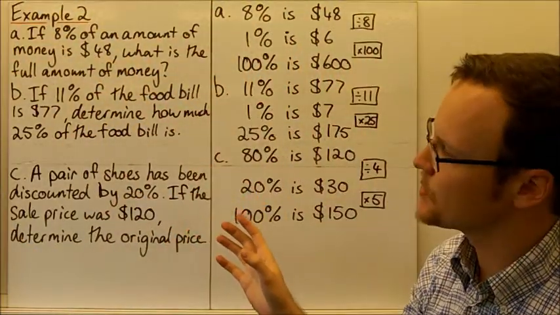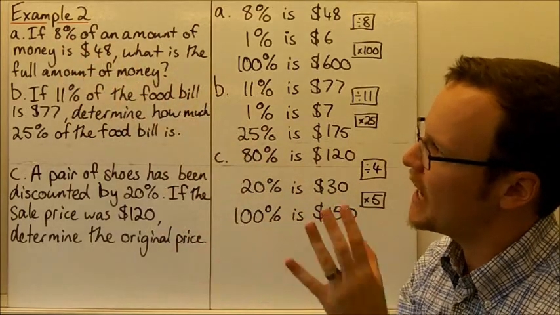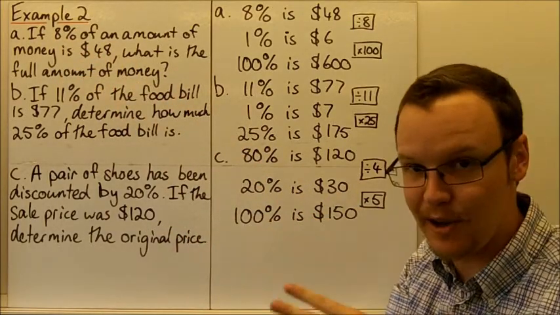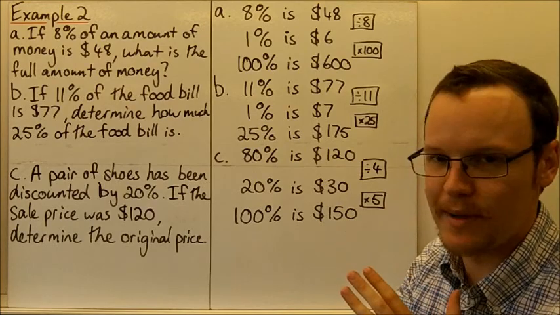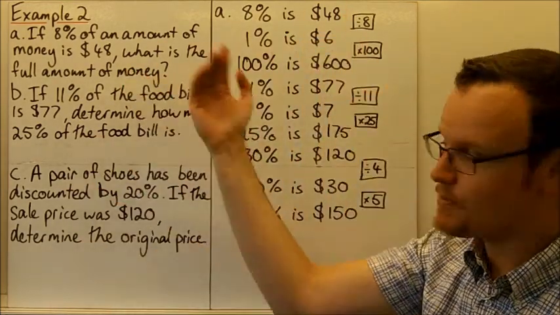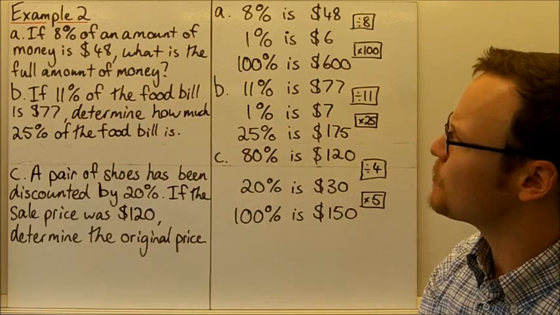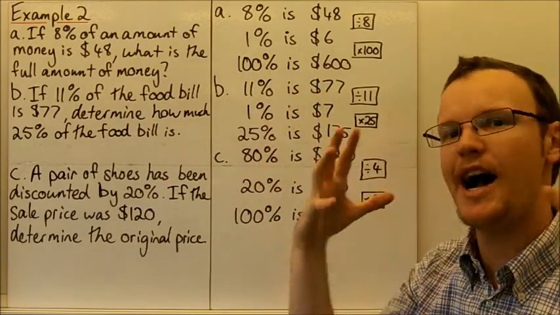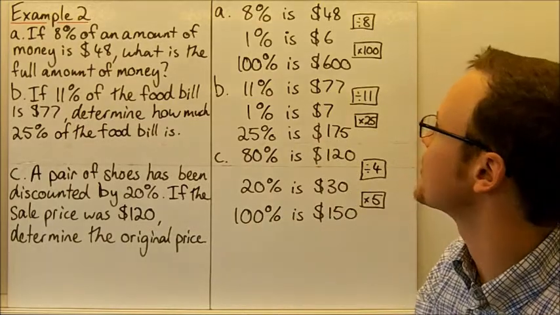Another couple of examples here. If 8% of an amount of money is $48, what is the full amount of money? So 8% is $48. We've been told that 8% is $48. And we want to find the full amount. We want to find 100%.